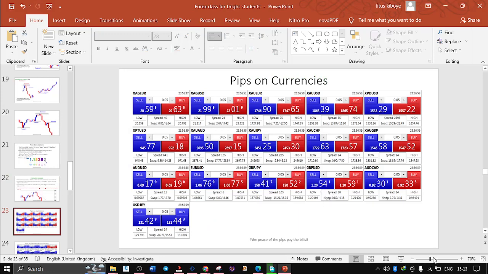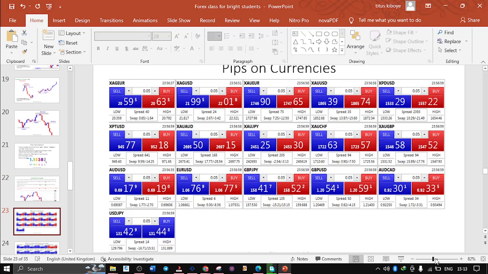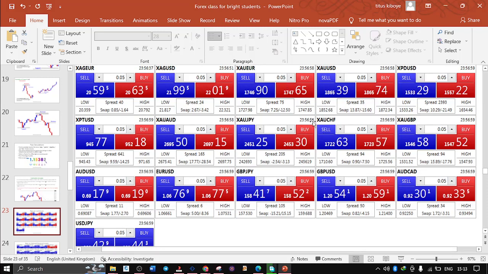If we have currencies, let me show you how you read the pips. Are you seeing this chart? This is real confusion. On the first one, top right, where there is XAG euro, we are seeing 20 small, 63 bigger, then 5 small.